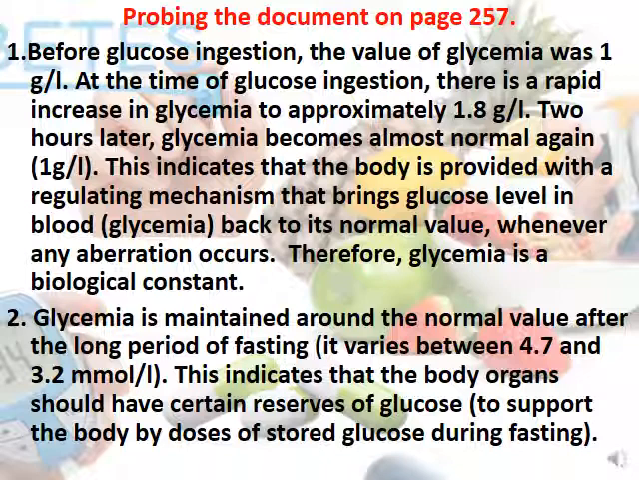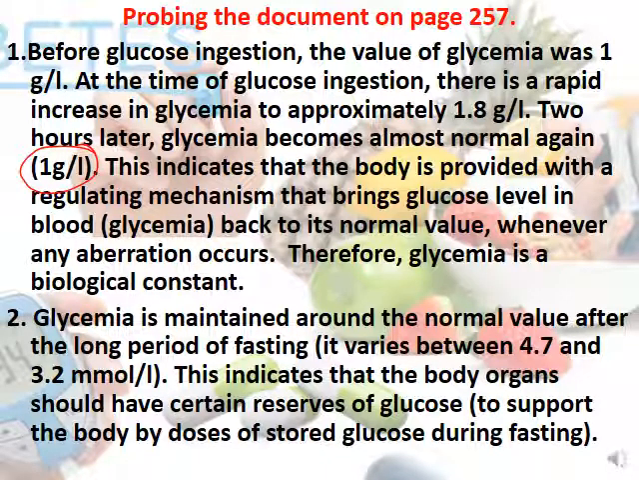Let's start first. Probing the documents. Number 1, before glucose ingestion, the value of glycemia was 1 gram per liter. At the time of glucose ingestion, there is a rapid increase, a fast increase in glycemia to reach about 1.8 gram per liter. 2 hours later, glycemia goes back to normal again, which is 1 gram per liter.